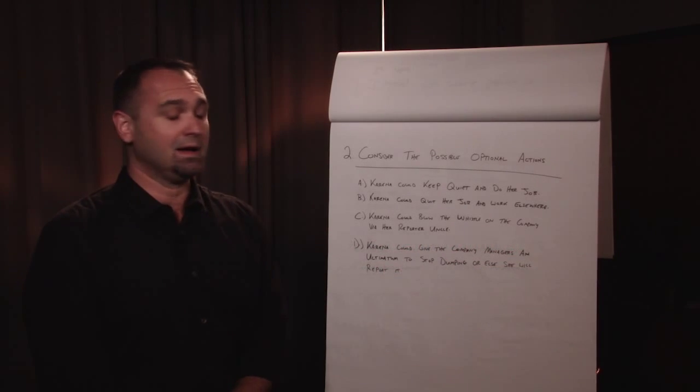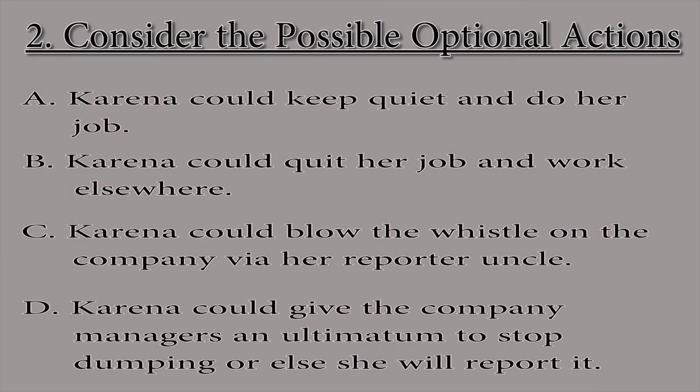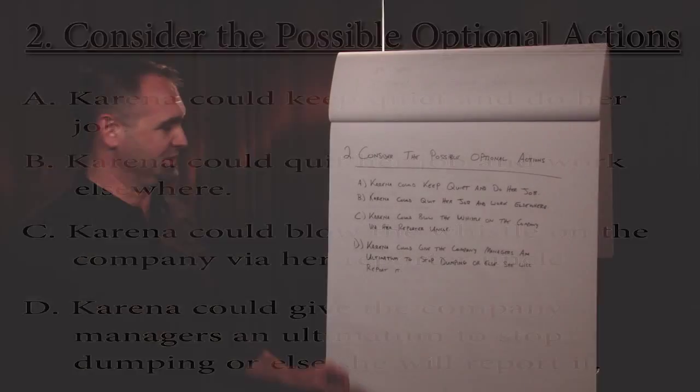Now, it's worth noting that these aren't all the ways that Carina could solve this problem. There are several more we could come up with, but for sake of brevity, these are the 4 that we'll look at. But when you're solving a real-life problem, remember that the more options you come up with, the more likely you are to find a good decision.